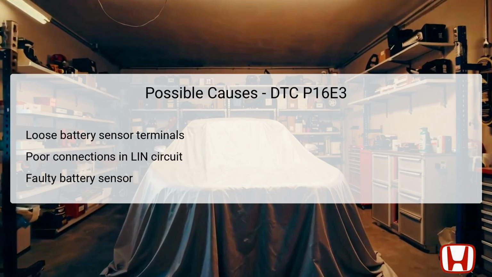Several possible causes can lead to the DTC P16E3 error code. First, loose terminals at the battery sensor can disrupt communication, making it crucial to inspect all connections carefully. Additionally, poor connections within the Local Interconnect Network circuit can create interference, causing communication errors that the ECU detects as faults. Another potential cause is the battery sensor itself being faulty or damaged, which may fail to send accurate voltage data to the ECU.